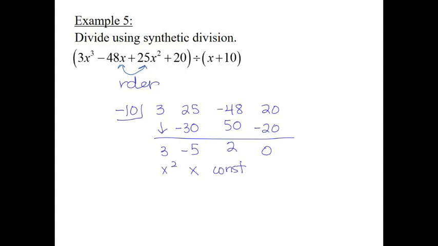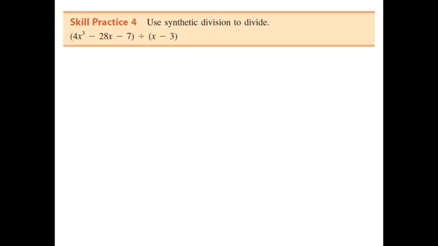Since our remainder is 0, x plus 10 is a factor. It divides evenly into this polynomial. And so our answer is 3x squared minus 5x plus 2. Alright, so let's practice one.